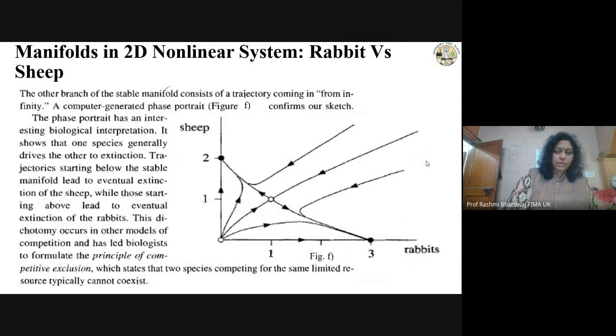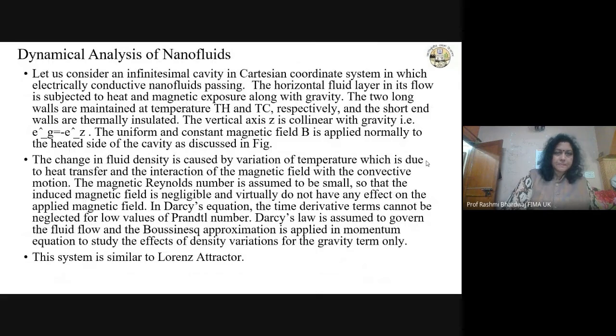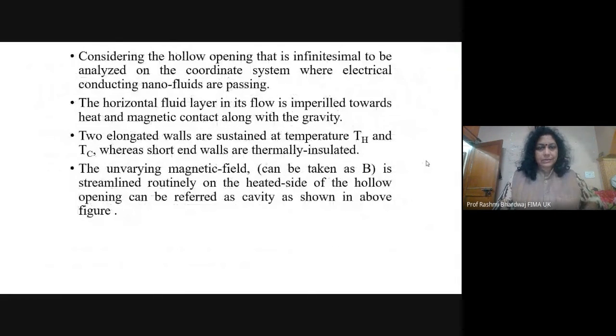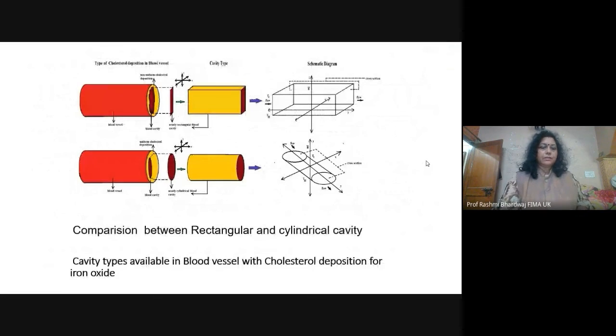Here you have all types of trajectories. Now I will take one example of a nanofluid. Here we have discussed cholesterol deposition in our arteries. So we have used ferric oxide because our blood also has a ferric component. So we used some magnetic therapy to control the deposition of the cholesterol.